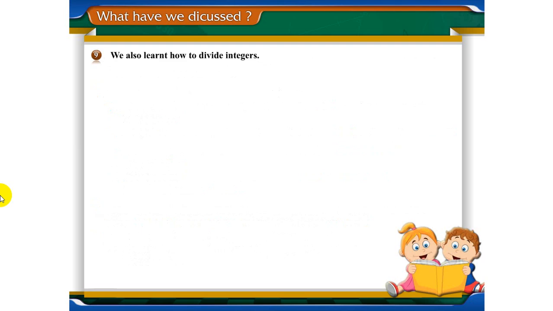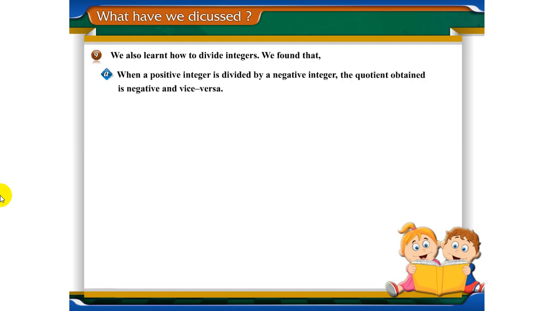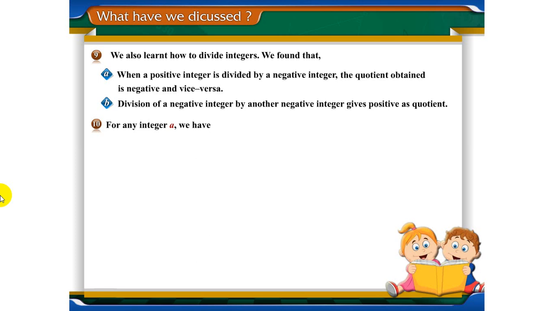9. We have also learnt how to divide integers. We found that (a) when a positive integer is divided by a negative integer, the quotient obtained is negative and vice versa. (b) Division of a negative integer by another negative integer gives a positive quotient. 10. For any integer A, we have (a) A divided by 0 is not defined, and (b) A divided by 1 equals A.